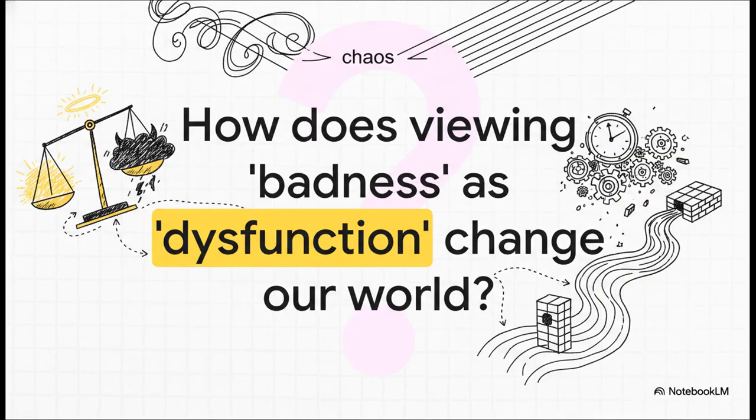And that leaves us with a final question to just chew on. What changes for us when we start thinking not just in terms of good versus evil, but in terms of function versus dysfunction? How does that change the way we see problems in the world, how we think about solutions, how we understand the very fabric of reality? It suggests that maybe the ultimate struggle isn't just against malice, but against chaos itself. Something to think about.